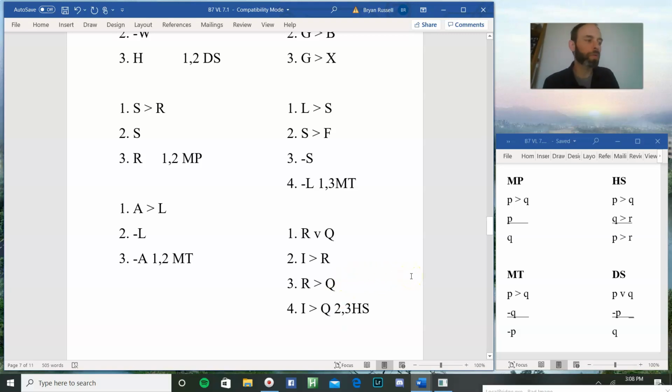All right. So these are the sorts of problems you'll find in 7.1 Roman numeral 2. So if you made it this far, pause the video and do all 20 problems in 7.1 Roman numeral 2 and do those right now.